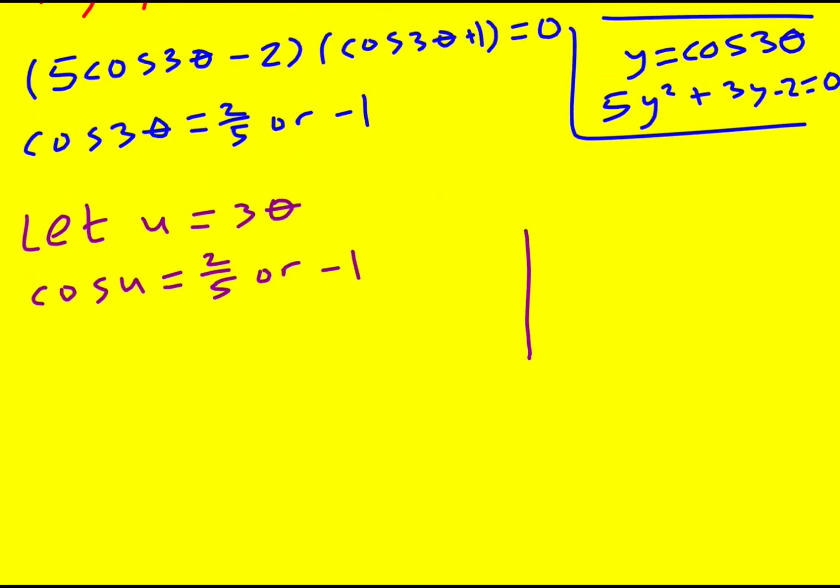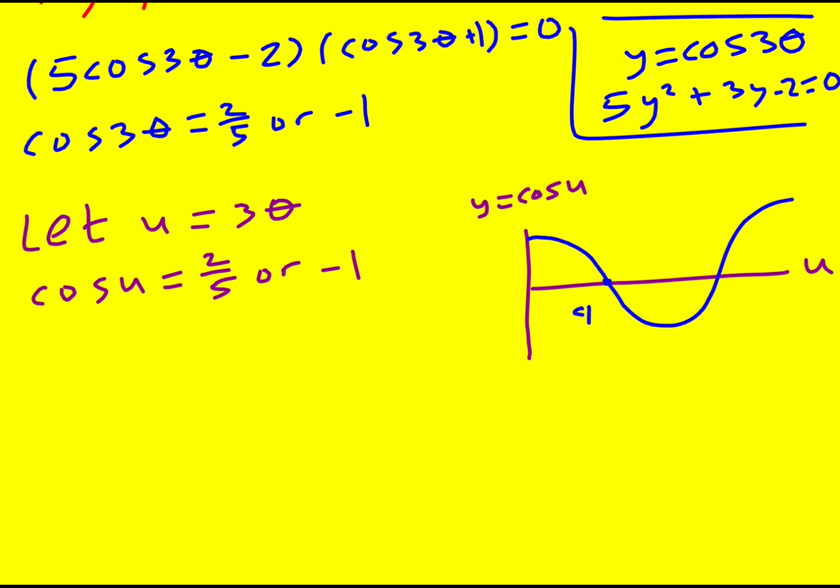Now, first of all, I always like to draw the graph. I don't use the CAST method, if you know what that is. So we're looking, remember, 3 theta between 0 and 360. So it's actually going to be u between 0 and 360. And then up here, I'm going to have y is equal to cos u. So the graph is going to look like this. And that is 90, that is 270, and that is 180. Oh, sorry, and then 360 here.